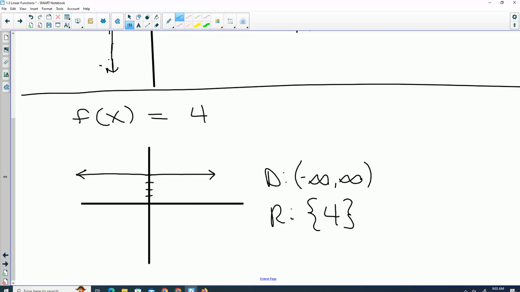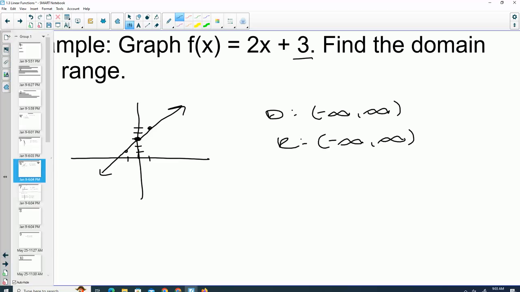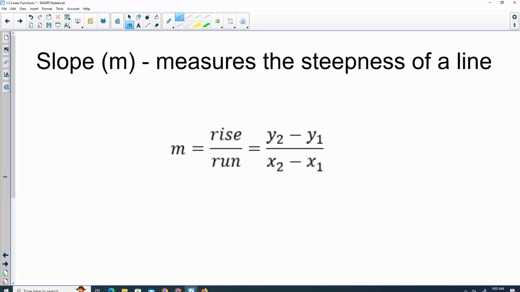How do we find slope of a line? I mean, we were just doing slope when we graphed some of these. We said the slope is 2. How did we graph that? Go up 2. So rise over run. If we have 2 points, 2 ordered pairs, then remember you had to do y2 minus y1 over x2 minus x1. So we need to remember that.